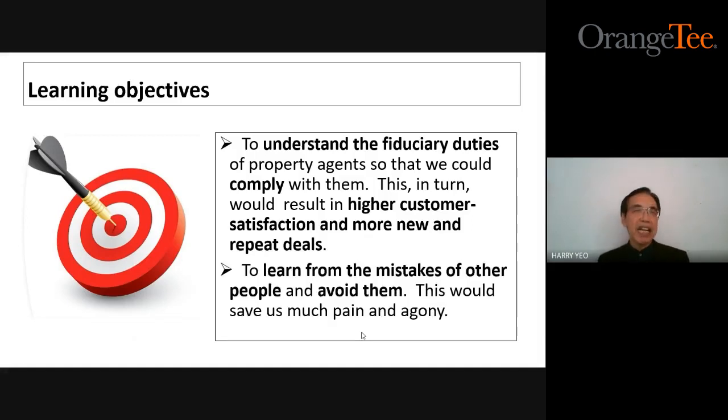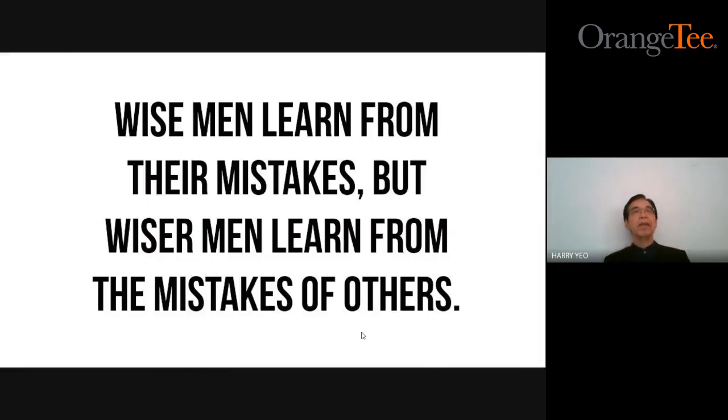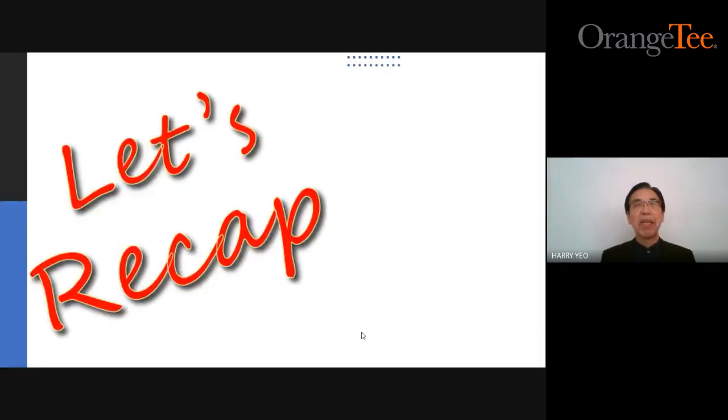We must also learn from the mistakes of other people. It is less painful and we can progress faster. If you make a costly mistake yourself, then it's a painful process. Let us avoid any costly mistakes by learning from other people. Wise men, wise women learn from their mistakes, but wiser men learn from the mistakes of others. We belong to the category of the wiser people, so we will learn from the mistakes of other people.